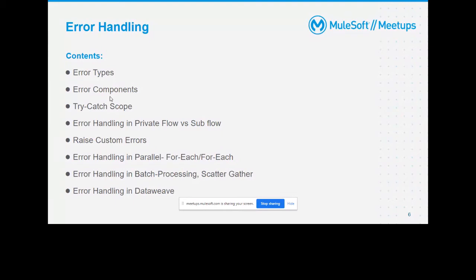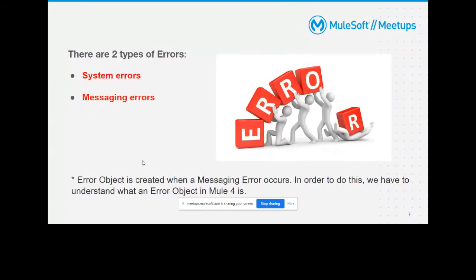So we'll basically go through how we do error or exception handling in Mule 4. We'll go through contents like error types, what the basic error types are, error components that we can use, try-catch scope, error handling in private flow versus subflow, raising custom errors, error handling in sub-processing like parallel for each, multi-processing, batch processing, scatter-gather, and error handling in DataWeave. We'll go through all the topics one by one.